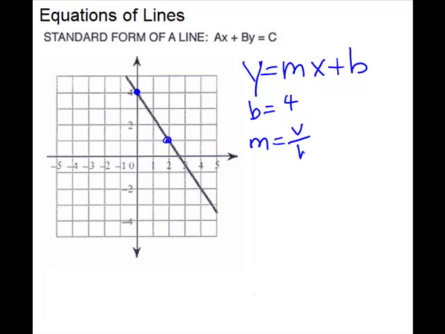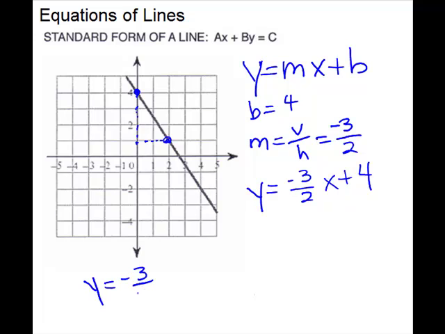So vertical over horizontal. I'm going to go down 1, 2, 3. Going down is negative. Going over to the right, 1, 2. So -3/2 for a slope. So y equals -3/2 x plus 4. That is my slope-intercept form. I'm going to go ahead and write it. We will just manipulate it to get to standard form.